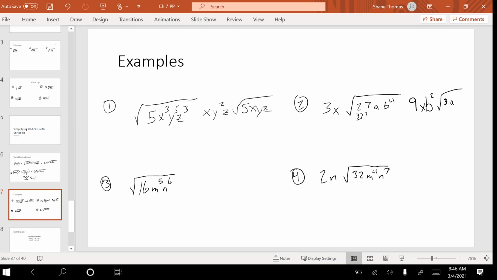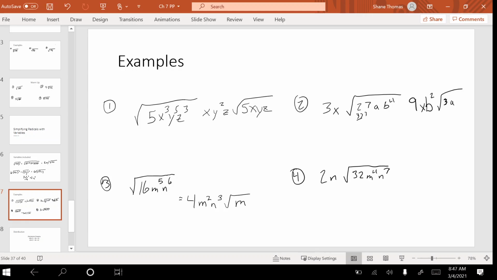Okay, number 3. So 16, I'd have 2 sets of 2s to bring out. M's, I'm going to have 2 sets of M's. N's, I'm going to have 3 sets of N's. So I'm going to have 2 and 2 is 4. So I have 4. M's, I have 2 of them. N's, I have 3 of them. Left on the inside then is an M. Correct. All right.